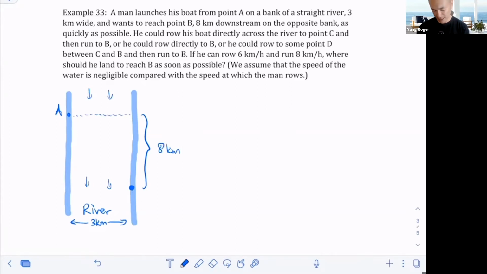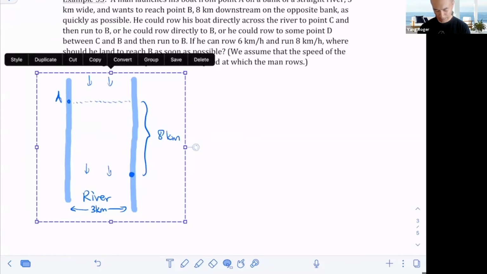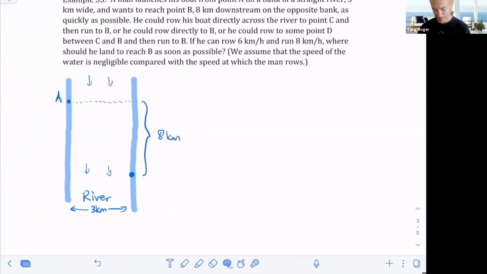So let's read the next sentence. The next sentence says, he could row his boat directly across the river to point C and then run to point B, or he could row directly to B, or he could row to some point D between C and B and run to B. Okay. Let's try to understand this.